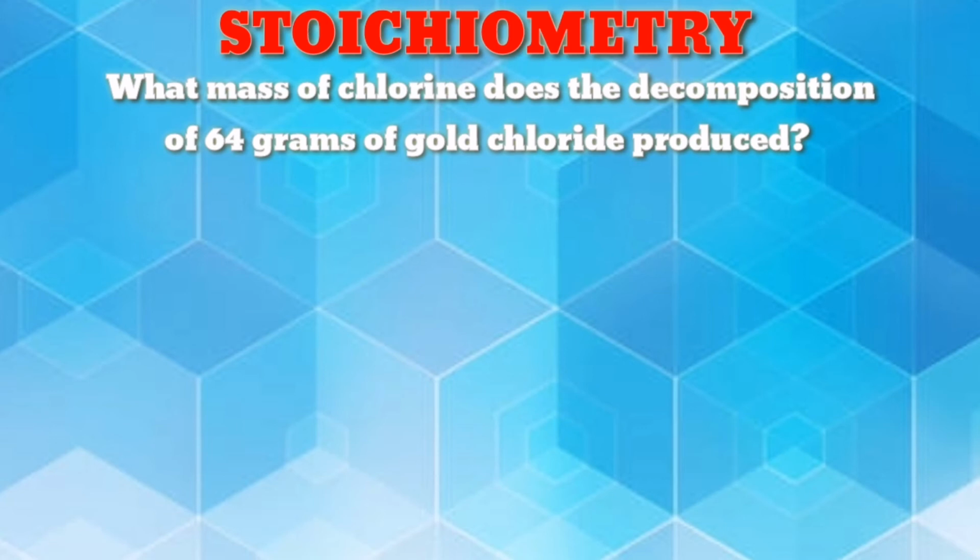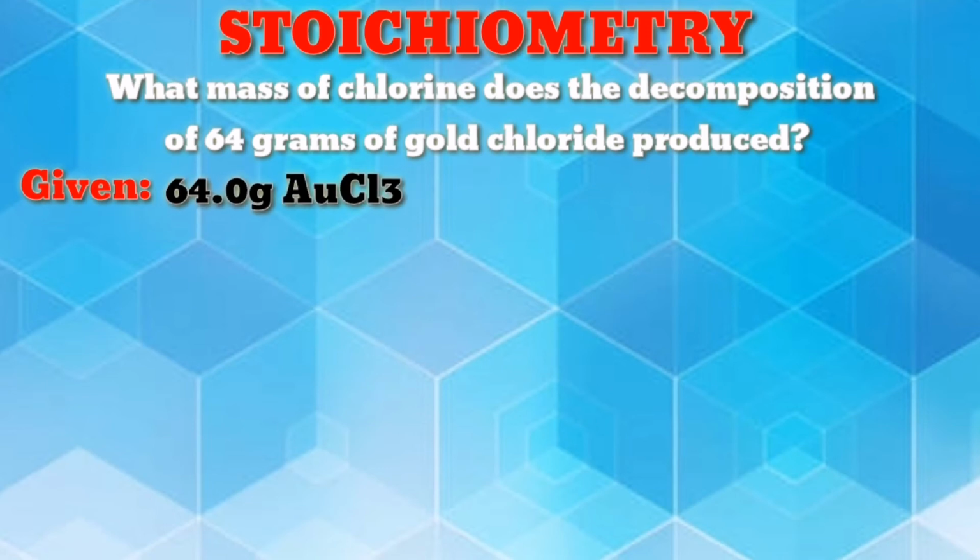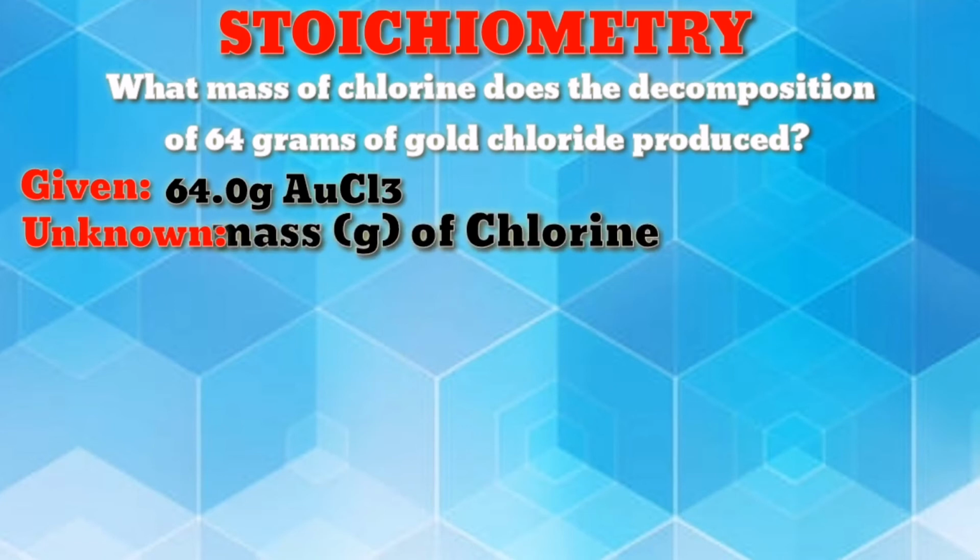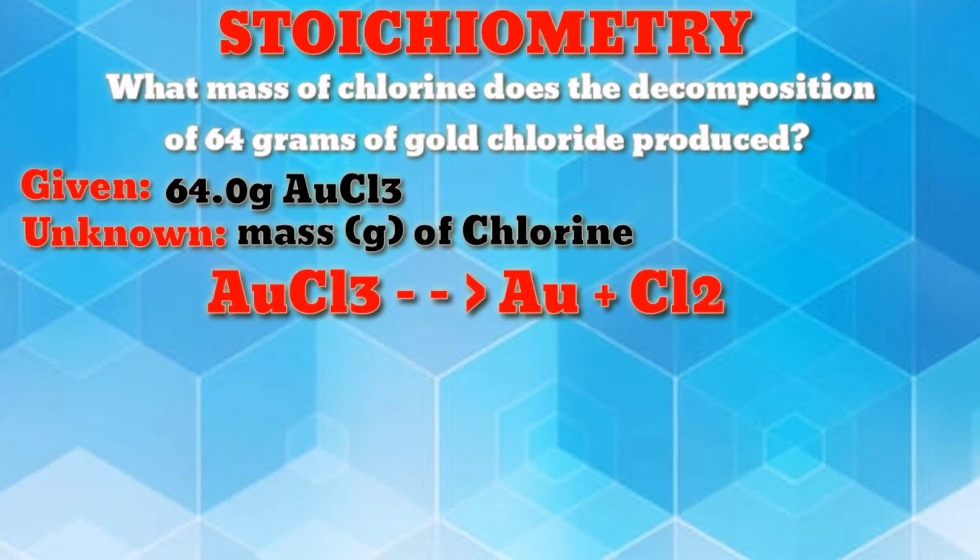What mass of chlorine does the decomposition of 64 grams of gold chloride produce? Before anything else, before you start solving, identify the given first, which is 64 grams of gold chloride. Then, determine the unknown, or what is being asked in the problem, or what you are going to find or solve, which is the mass of chlorine. So, let's start solving. Here's the solution.